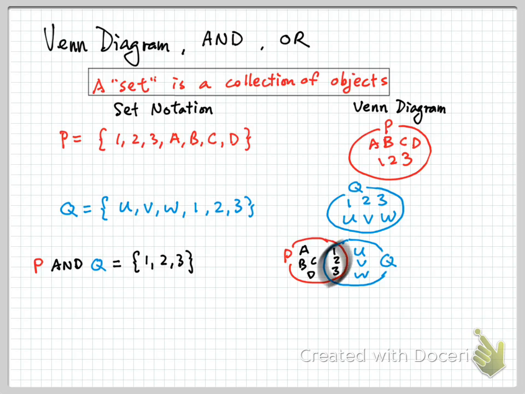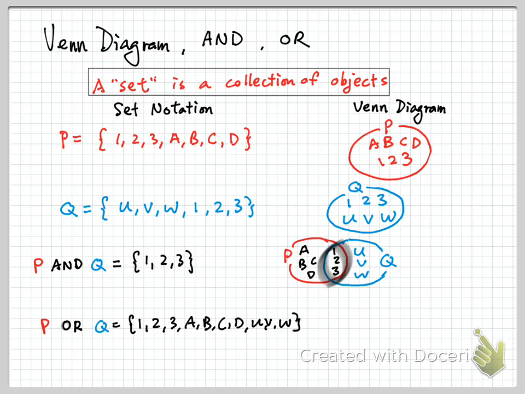Now, likewise, we can connect P and Q with or. Or would be the total footprint, everything contained within the colored boxes. That would be P or Q. P or Q will be all things inside P and Q. So that will be 1, 2, 3, A, B, C, D, U, V, W. All of them will be the content of P or Q.